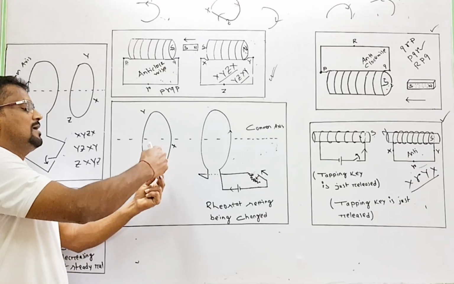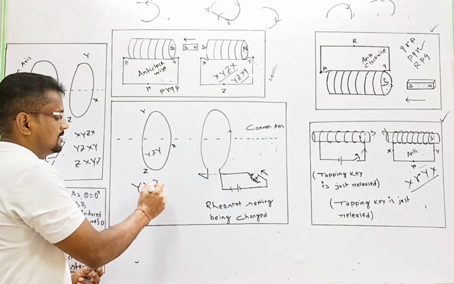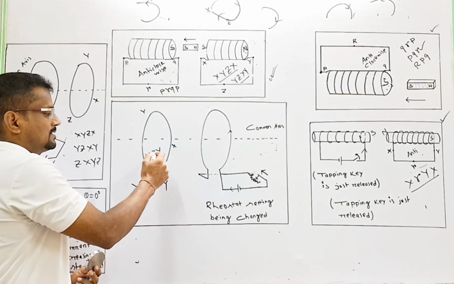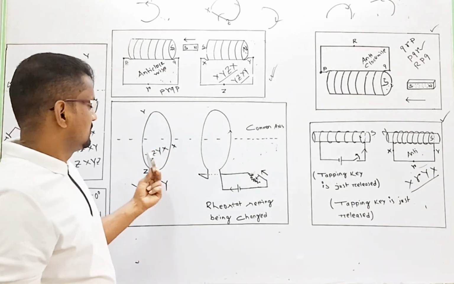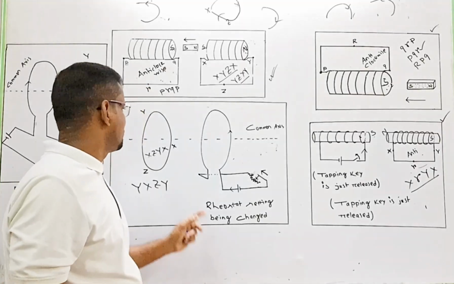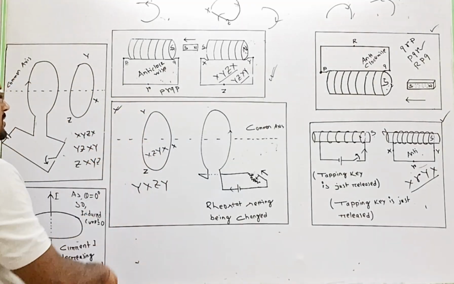And if you say Y, X, Z, that is also correct. Y, X, Z, Y. X, Z, Y, X. The cyclic order is maintained. So this is the direction of current in the coil. So this is also over to explain it.